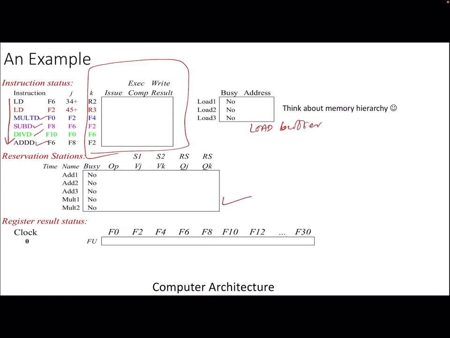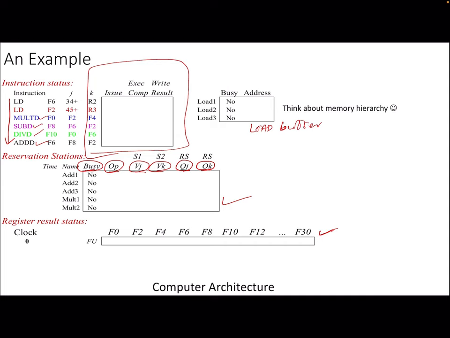This is our reservation station. Remember, it shows whether it's busy or not, and what operation it is doing. These are the sources, the values themselves. And if the values are not available, then what are the sources of those values, right? So you look into it, and these are the registers. Let's say we have 31 registers here, okay?